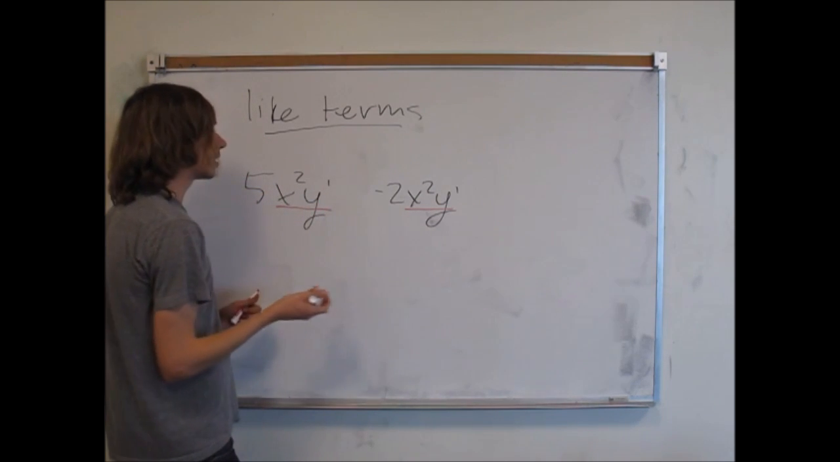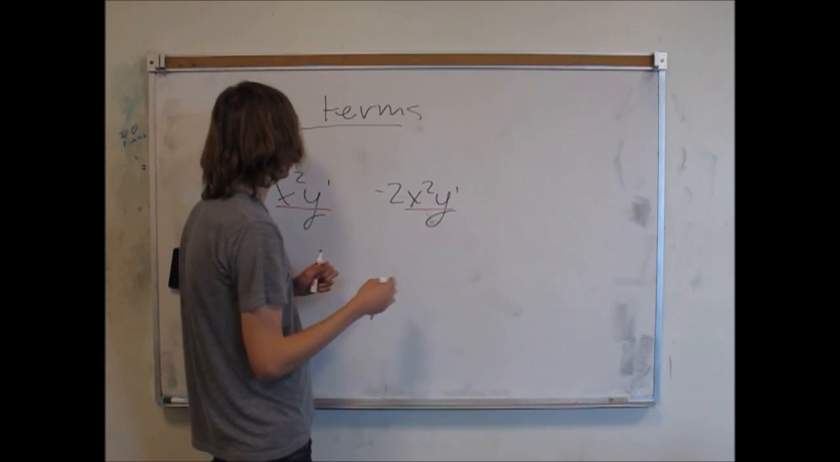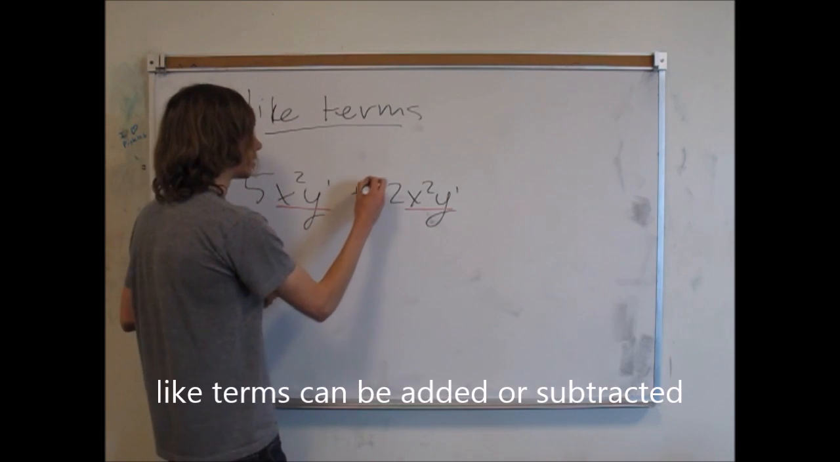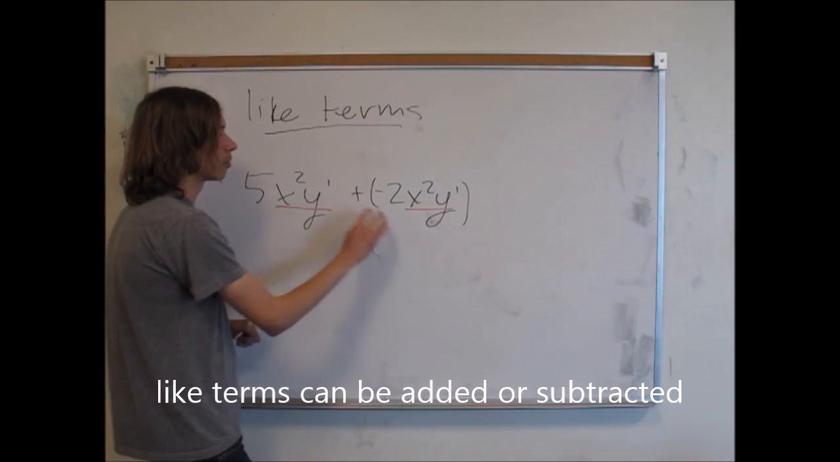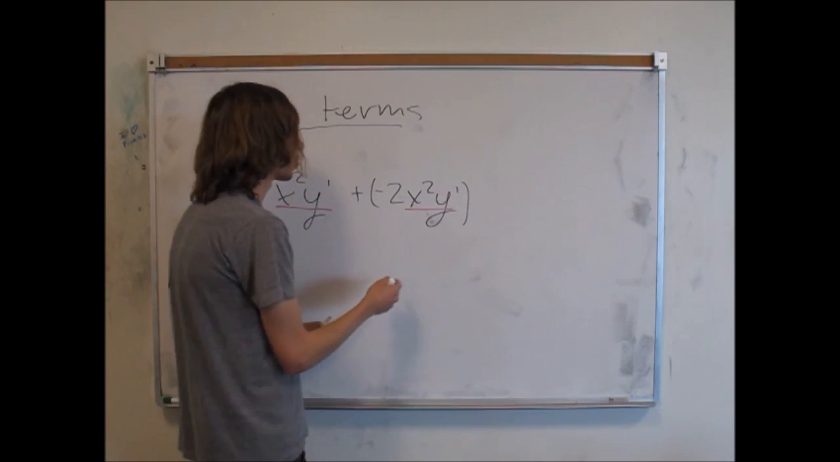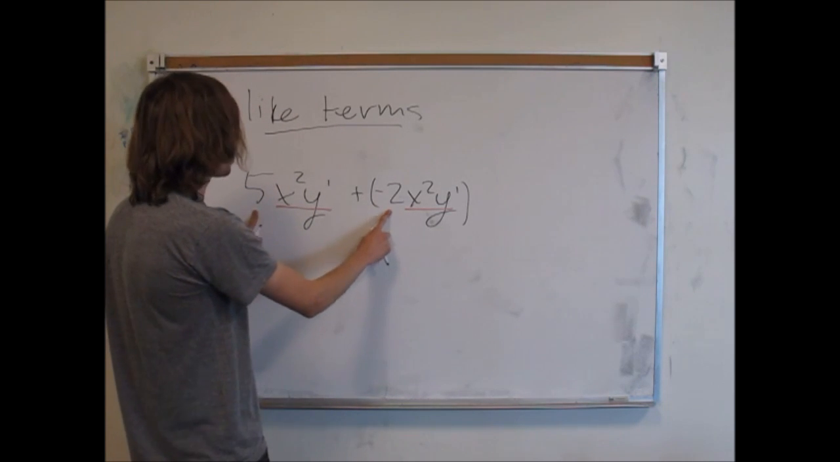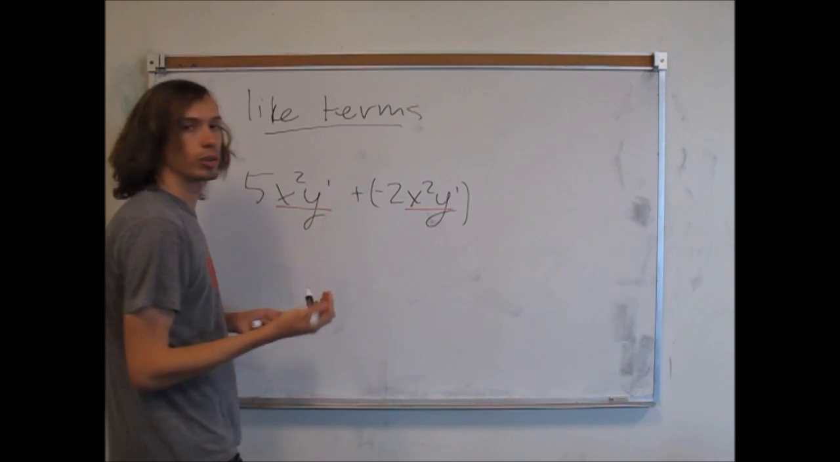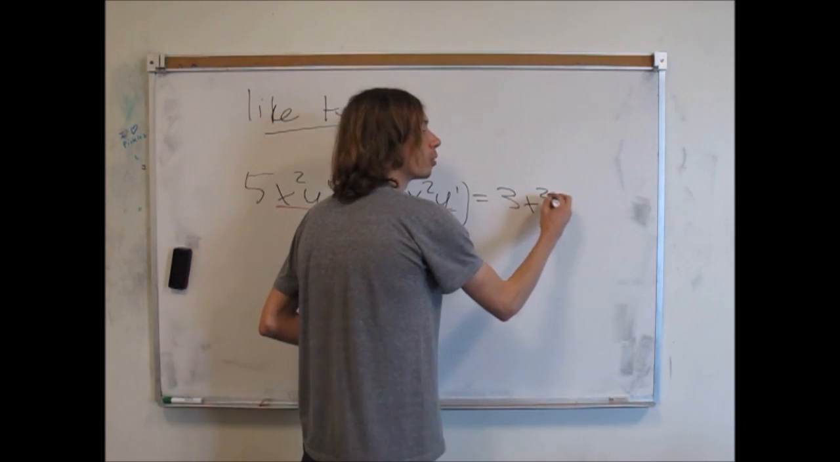And what that basically means is that we're allowed to add them up or subtract them. So if I wanted to add these two monomials together, 5x squared y plus negative 2x squared y, all I would do is just add up the coefficients. So 5 plus negative 2 is 3, right? So I would get over here 3x squared y.